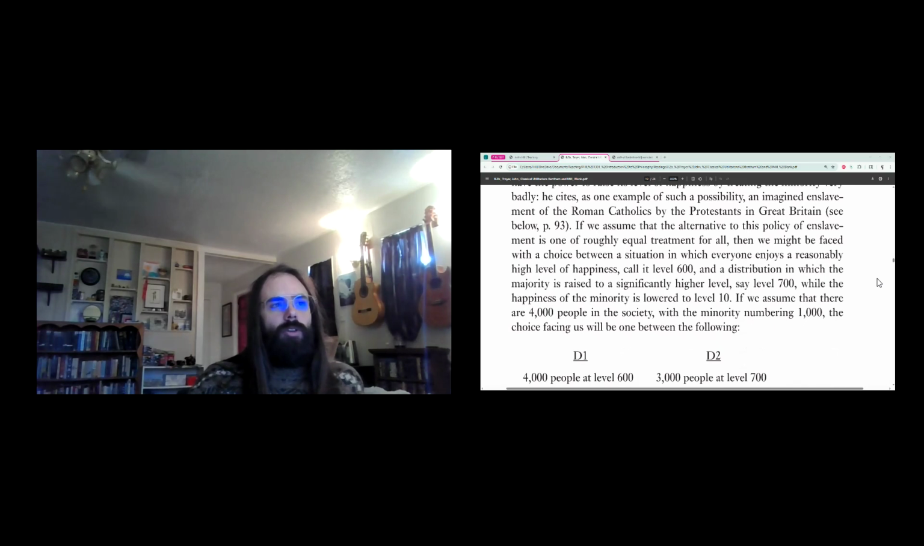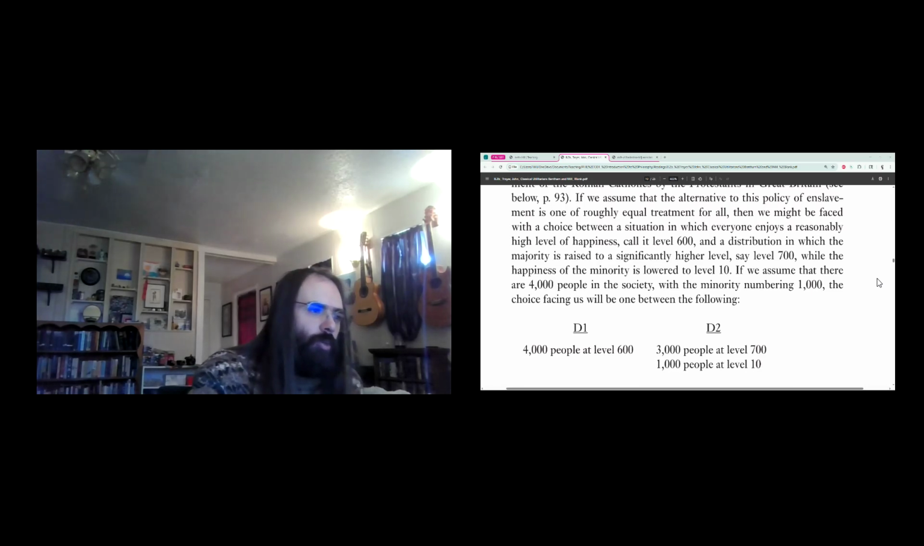If we assume that the alternative to this policy is one of roughly equal treatment for all, then we might be faced with a choice between a situation in which everyone enjoys a reasonably high level of happiness, call it level 600, and a distribution in which the majority is raised to a significantly higher level, say level 700, while the happiness of the minority is lowered to level 10. If we assume that there are 4,000 people in the society, with the minority numbering 1,000, the choice facing us will be one between the following.